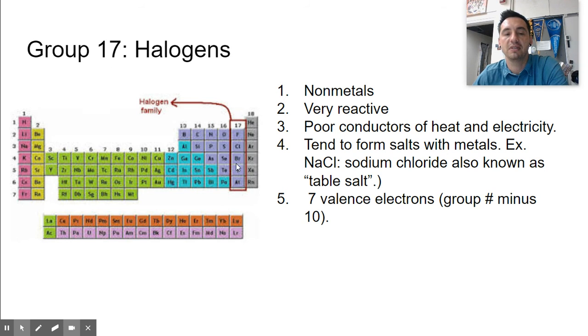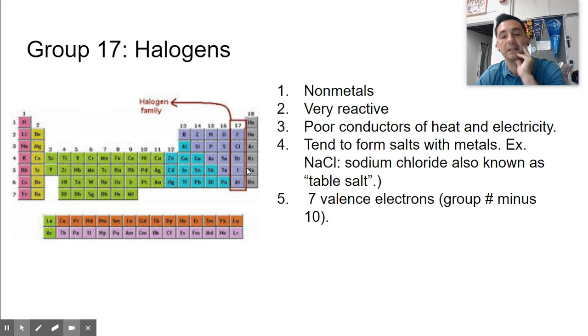Anyway, the next group you need to know the name of are the halogens. The halogens are group 17. They are nonmetals. They're very reactive. They are poor conductors of heat and electricity. They usually form salts with alkali metals or alkaline earth metals. So groups 1 and 2 react with group 17 very, very often. Okay, they have 7 valence electrons, so group number 17, although we sometimes just refer to it as group 7A.